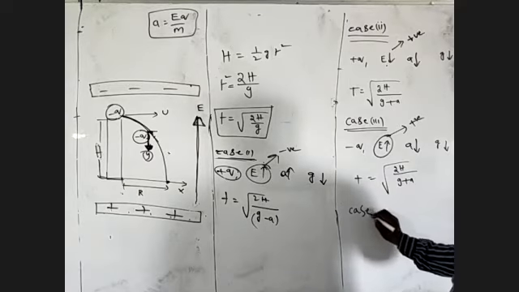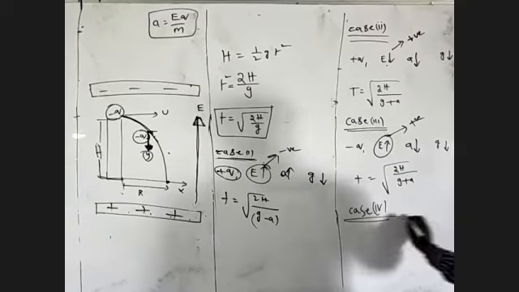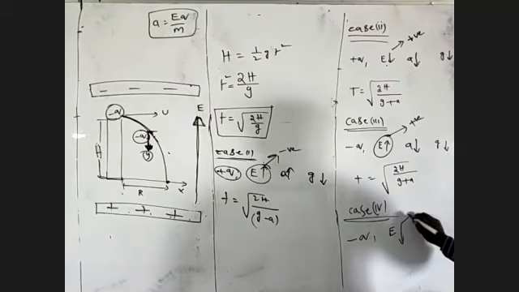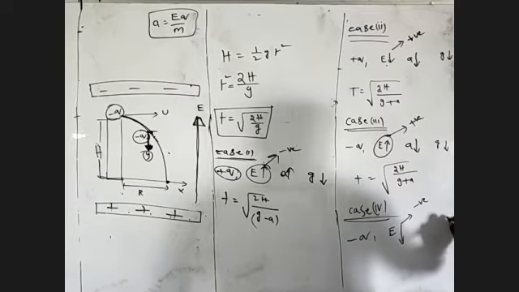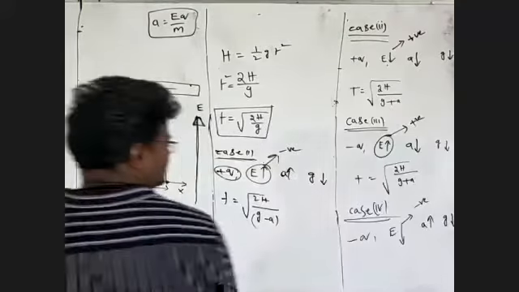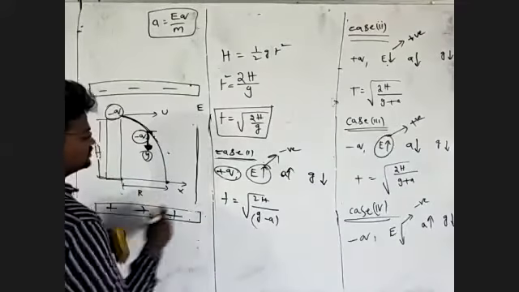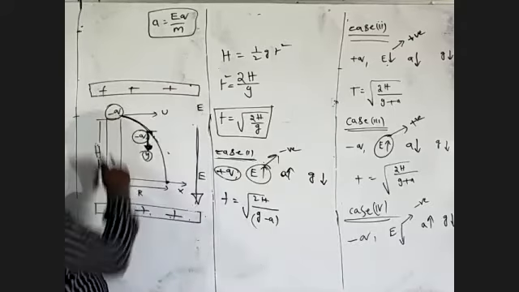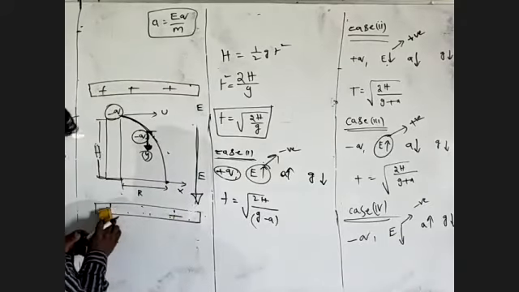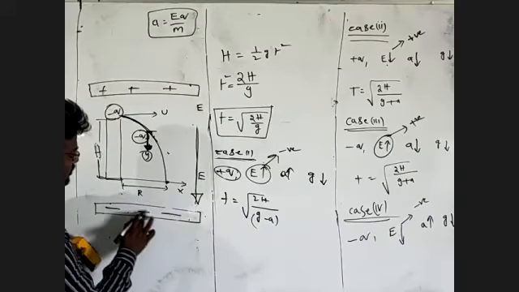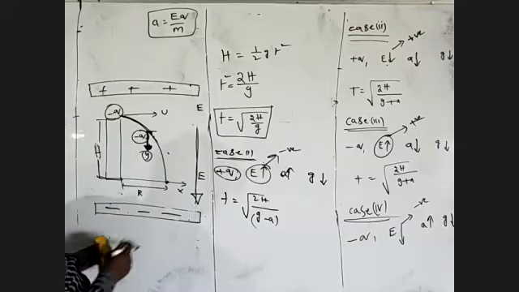Next, case number 4. What happened? The negative charge, electric field is down, so you should take negative. Acceleration due to gravity is down. Your acceleration of the charged particle is in the upward direction. The direction of the electric field is downward. Now this is a positive plate and this is a negative plate. This is the direction of electric field.